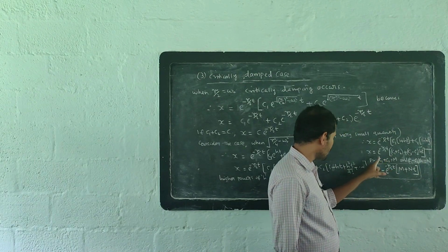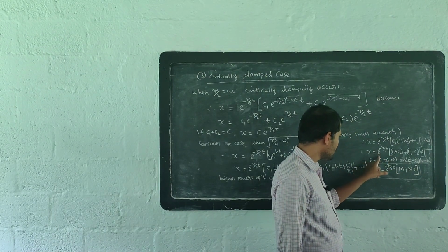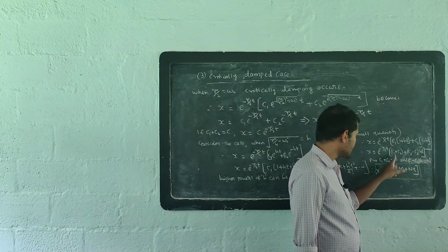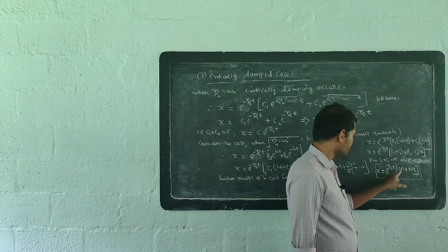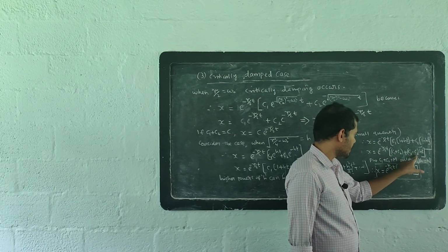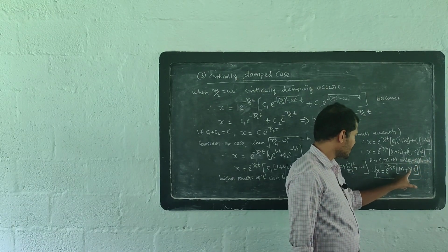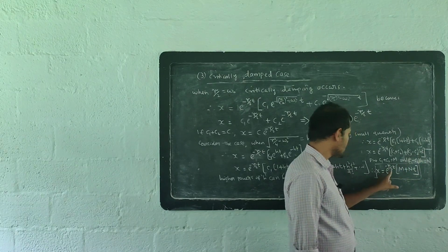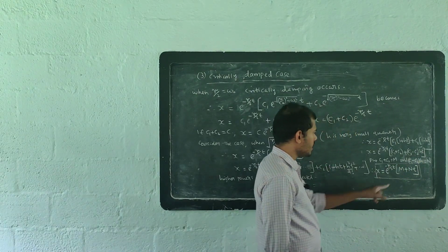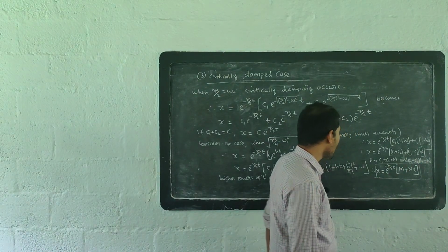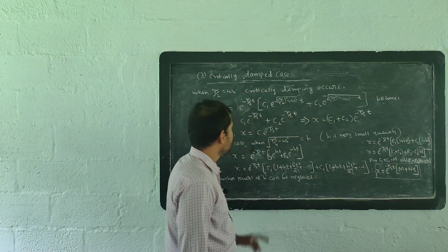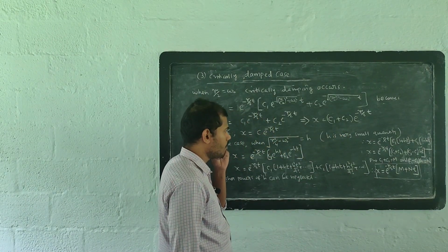Therefore our equation becomes x is equal to e raised to minus gamma by 2 t, where c1 plus c2 is a constant m, plus c1 minus c2 times h is another constant n. Therefore, m plus n into t. x is equal to e raised to minus gamma by 2 t into m plus n t. That is the expression for displacement in the case of a critically damped harmonic oscillator.